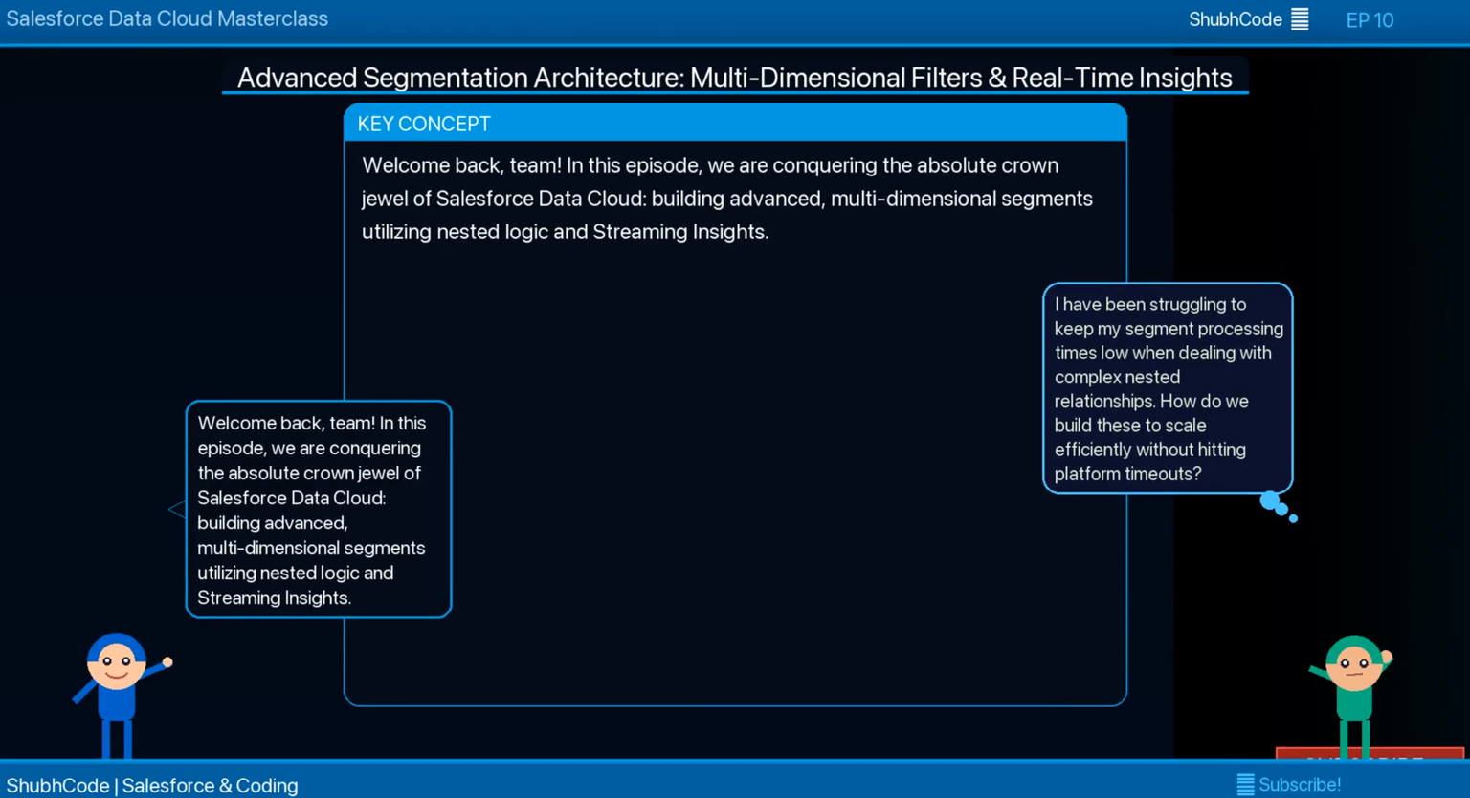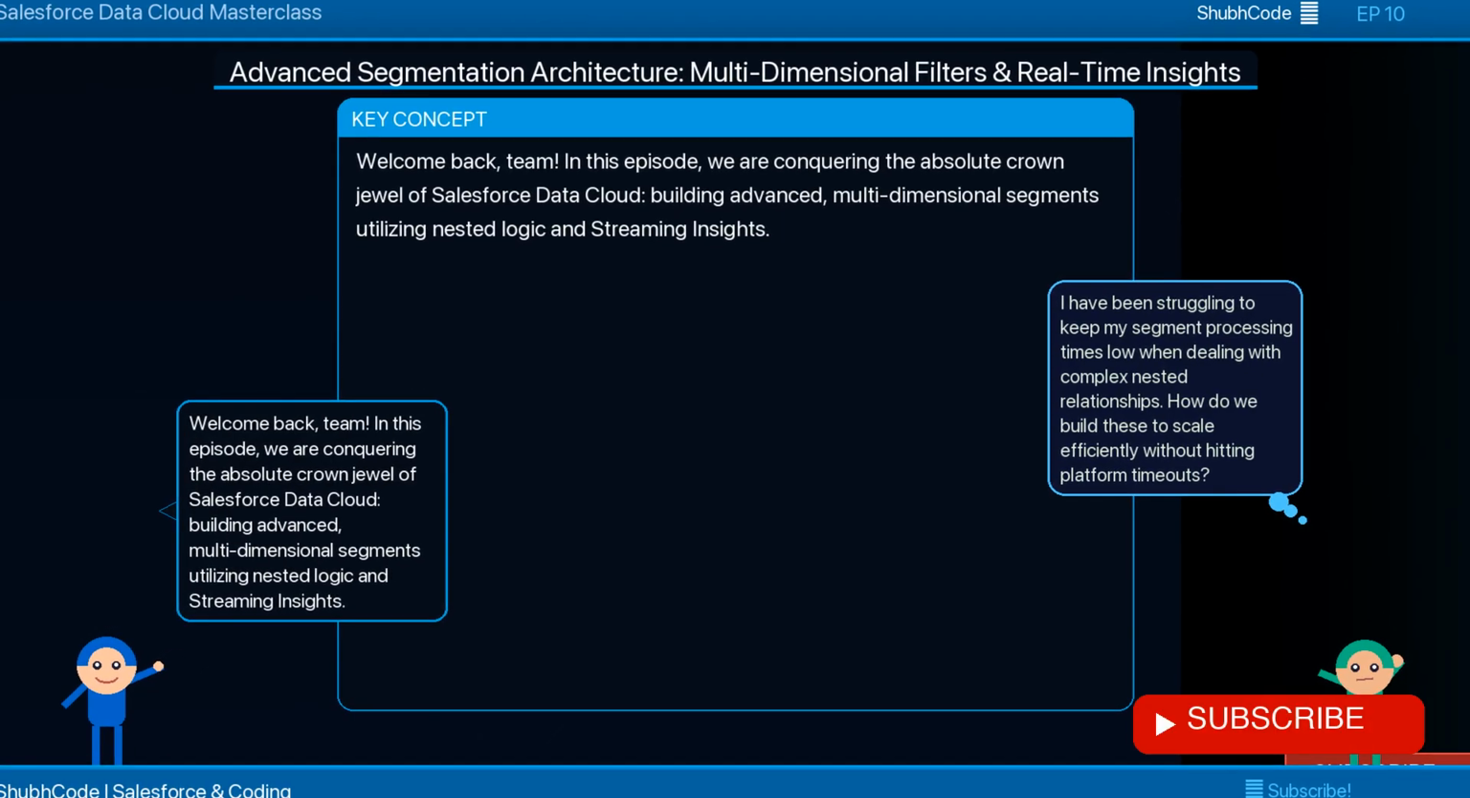Let me explain this simply. Welcome back, team. In this episode, we are conquering the absolute crown jewel of Salesforce Data Cloud, building advanced, multidimensional segments utilizing nested logic and streaming insights. I have been struggling to keep my segment processing times low when dealing with complex nested relationships. How do we build these to scale efficiently without hitting platform timeouts?